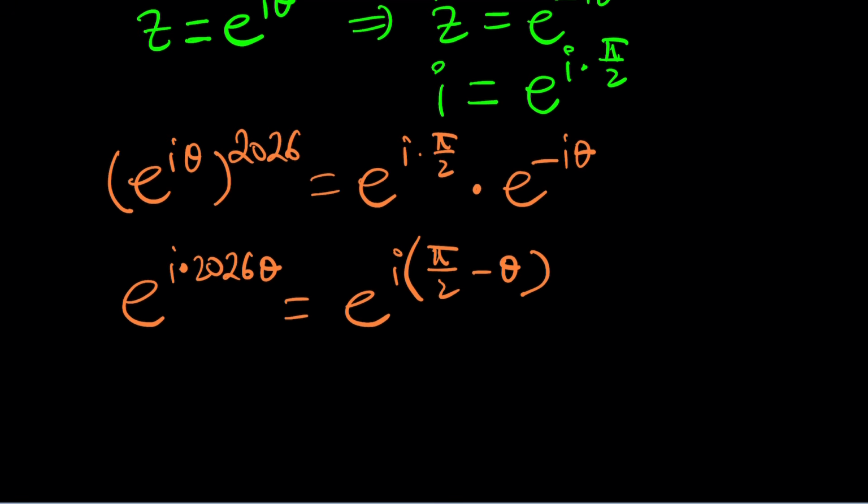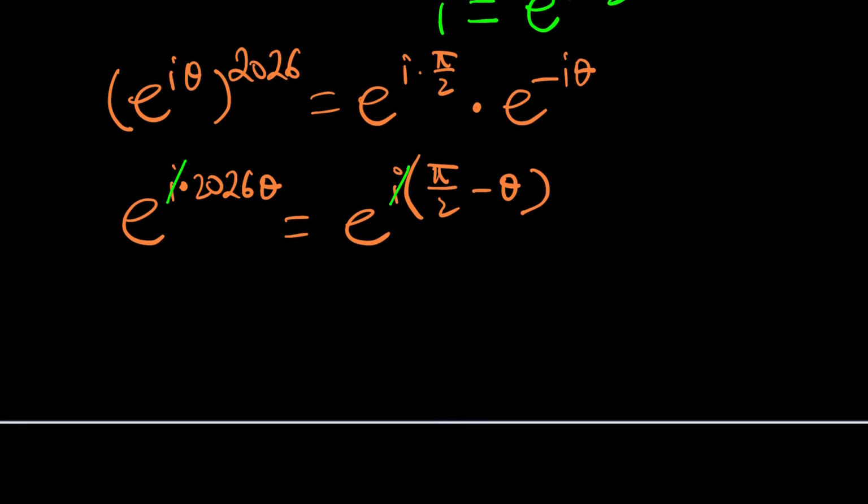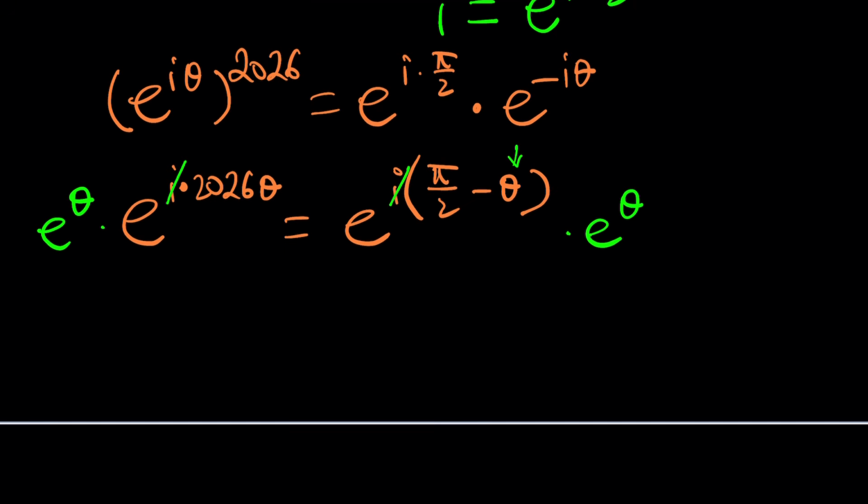Since both sides have i in them, we can basically forget about i in this case and set the angles equal to each other. By the way, you can do something that would make your life a little easier. Multiply both sides by e to the theta after you cancel out the i's, because that will get rid of this e to the power negative theta. So you'll have e to the power 2027 theta equals e to the power pi over 2. Does that mean 2027 theta is equal to pi over 2? So we're going to get a single value? Nope. We're going to get more than that. But let's go ahead and see how we can solve this problem from here.